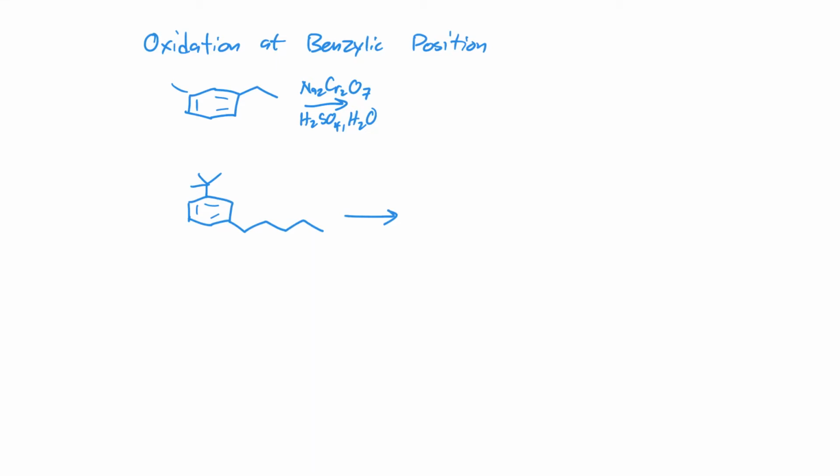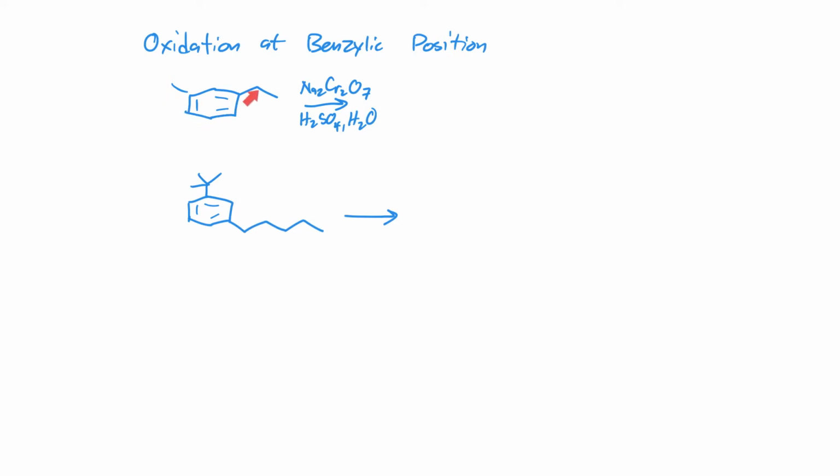Let's talk about reactions that we can do with aromatic compounds. And the first one we want to discuss briefly is oxidation at the benzylic position. So anytime we have a substituent on a ring, we look at the carbon directly attached to the aromatic ring. That is called the benzylic position.